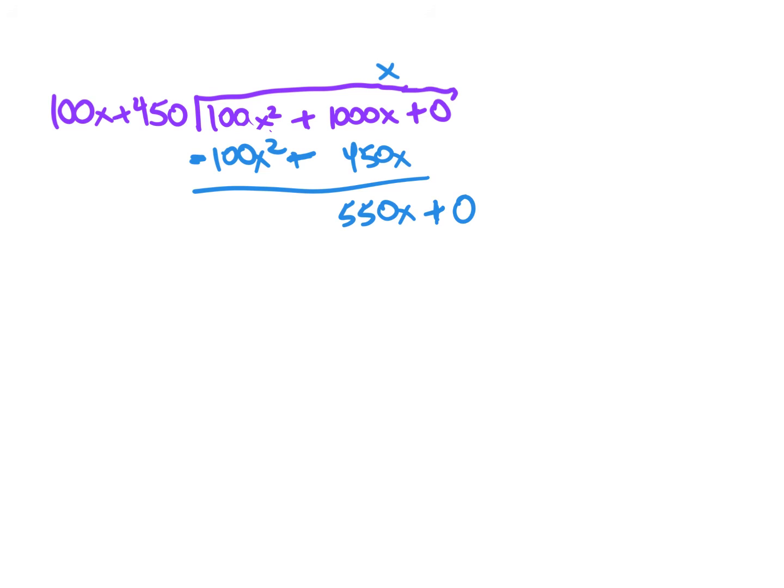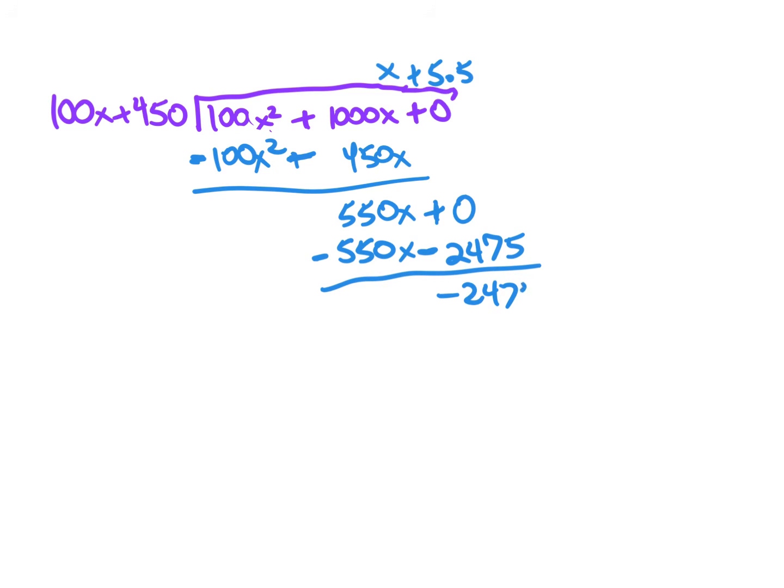So now, what do we multiply 100 by to get 550? There's no one number. So if you do 550 divided by 100, you're going to get 5.5. So if we're going to add 5.5, you're not really supposed to have decimals in division, but this is a case. And then we get 2475, 5.5 times 450. Change both signs. You get negative 2475.